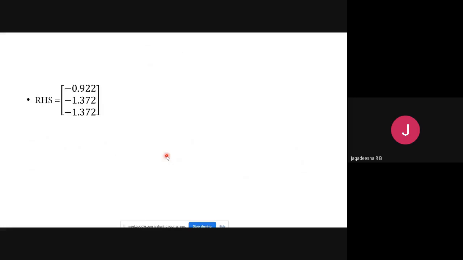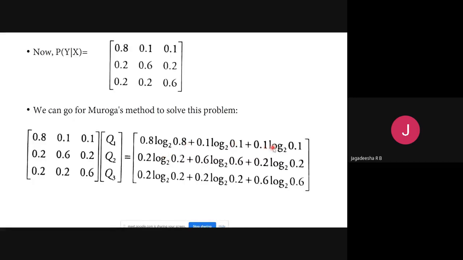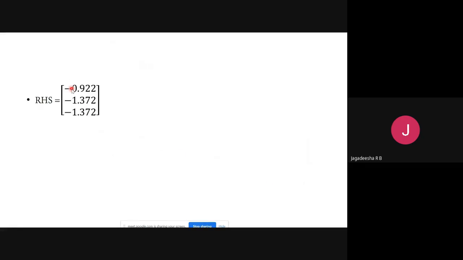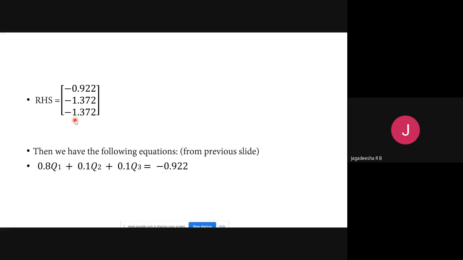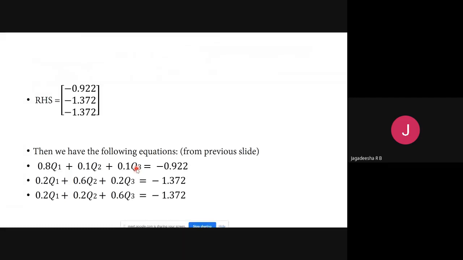When you add up these values, those three rows should be somewhere here. The right hand side values will be minus 0.92 and minus 1.372. Then we have the following equation: 0.8 q1 plus 0.1 q2, and so on. So this is another method of solving that I mentioned in the very first discussions, that is using simultaneous equations. Of course, you can solve it by simultaneous equations or by finding the inverse of the matrix. So the simultaneous equation method is shown here.